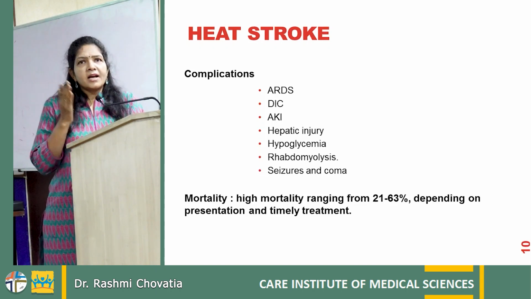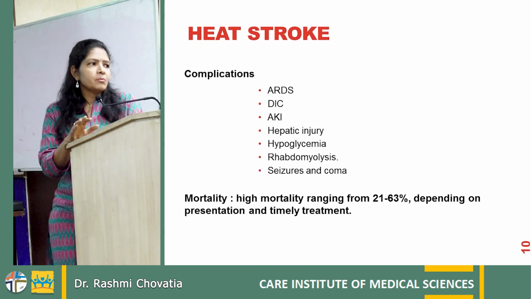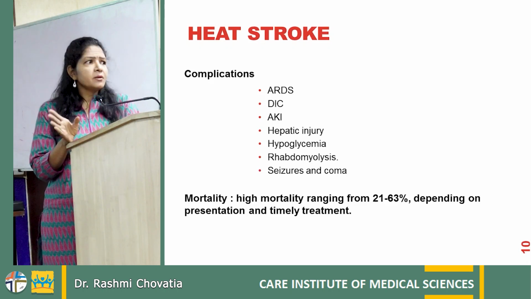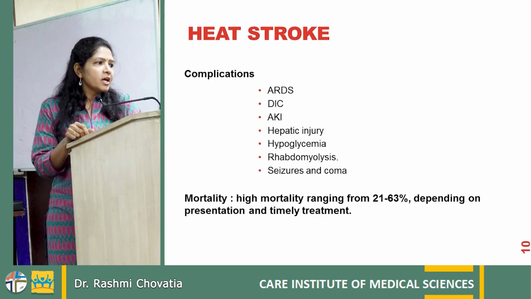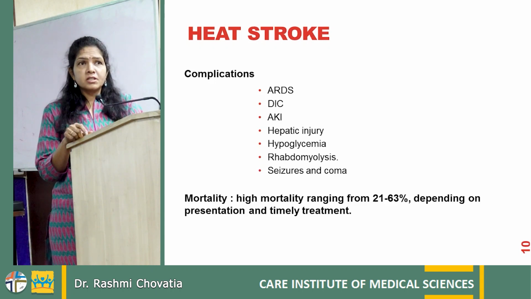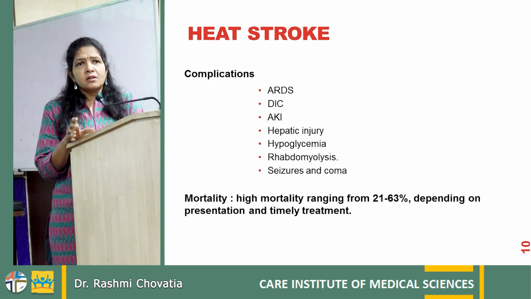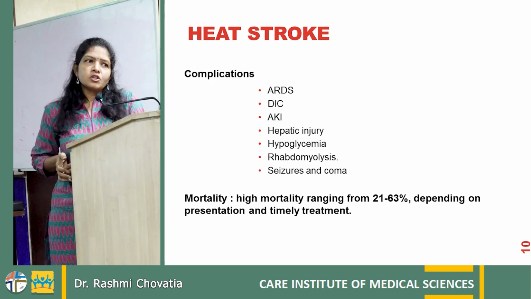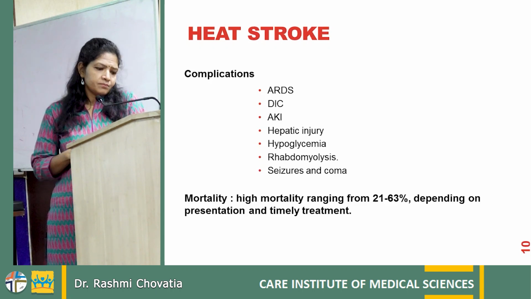In classical heat stroke, neurological symptoms are more common in elderly people, while in exertional heat stroke, cardiac symptoms and electrolyte-based symptoms like hypoglycemia, rhabdomyolysis, hyperkalemia, and hyponatremia are common. The mortality is high, ranging from 21 to 63%, depending on the presentation of the patient. When they present with seizure or oliguria or very high temperature, or the treatment has been delayed, then the mortality is high.